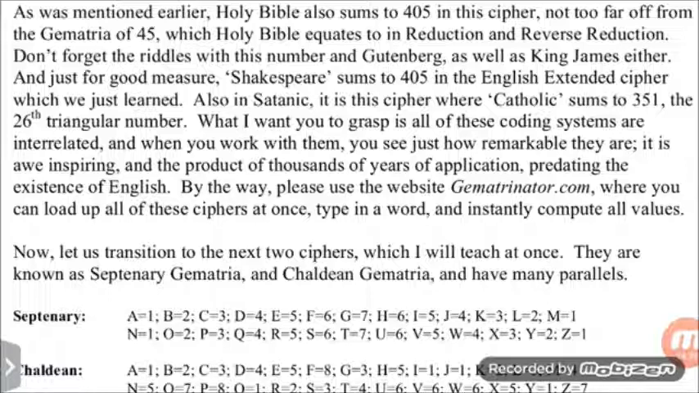And by the way, please use the website gematrinator.com, where you can load up all of these ciphers at once, type in a word, and instantly compute all values. Now let us transition to the next two ciphers, which I will teach at once. They are known as septenary gematria and Chaldean gematria, and have many parallels.